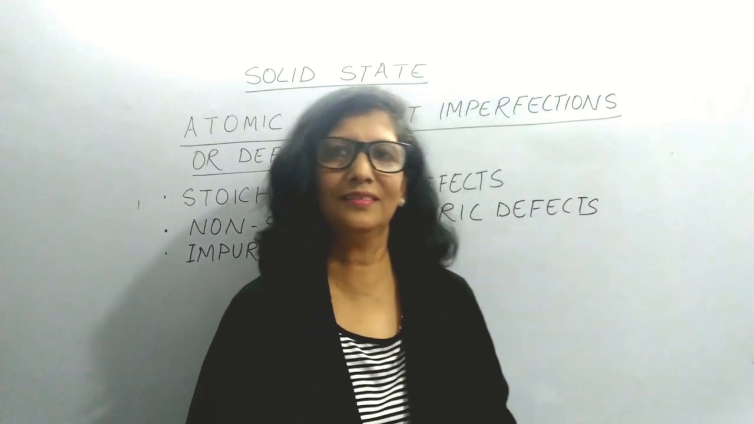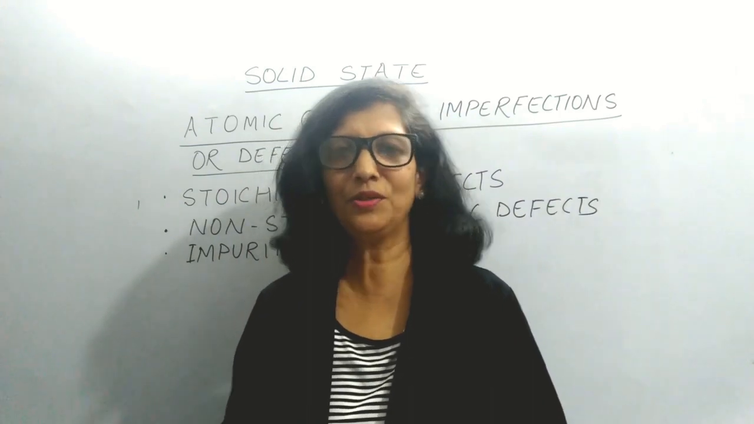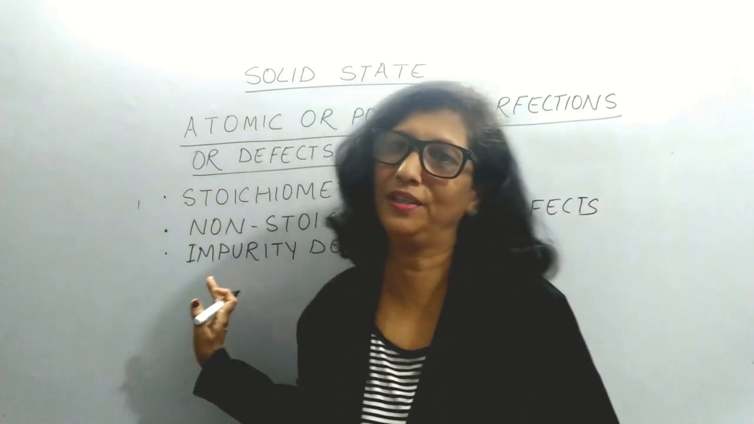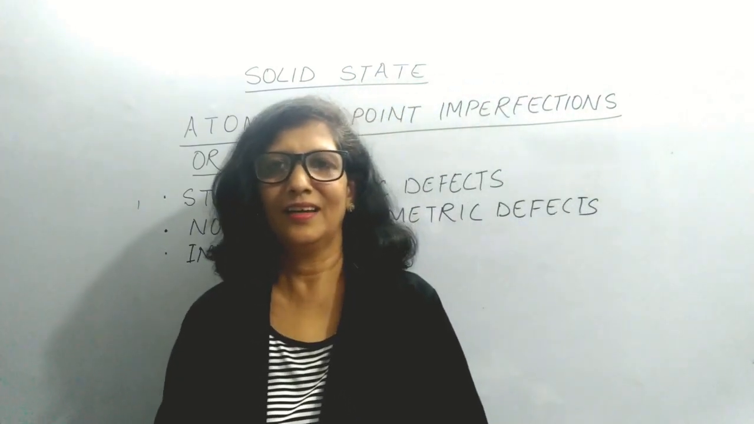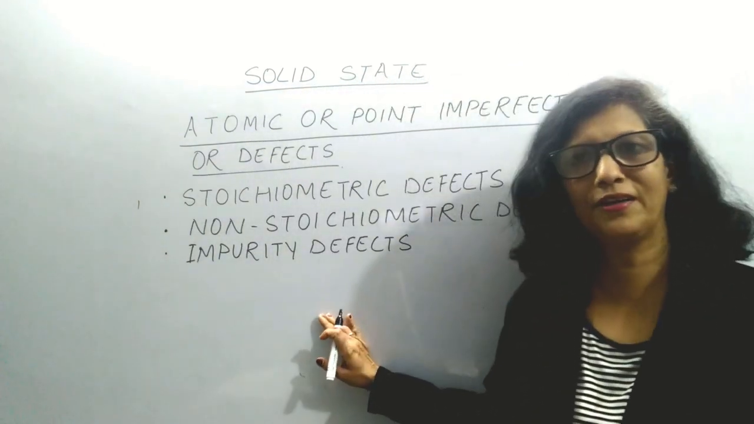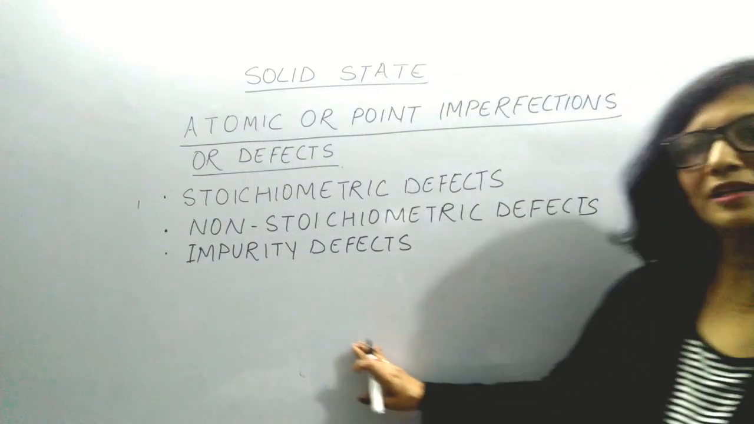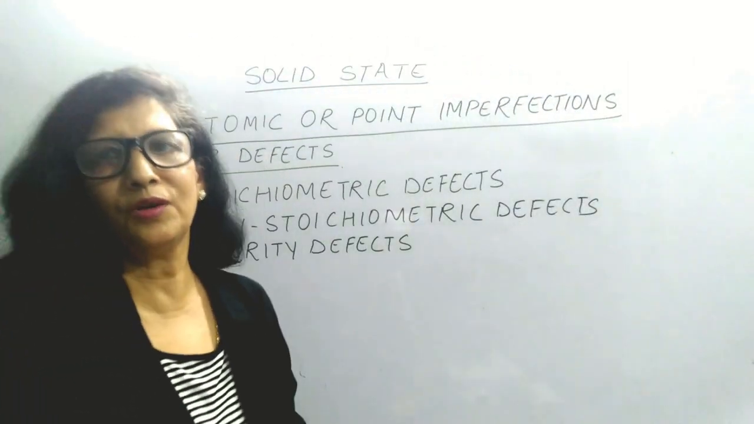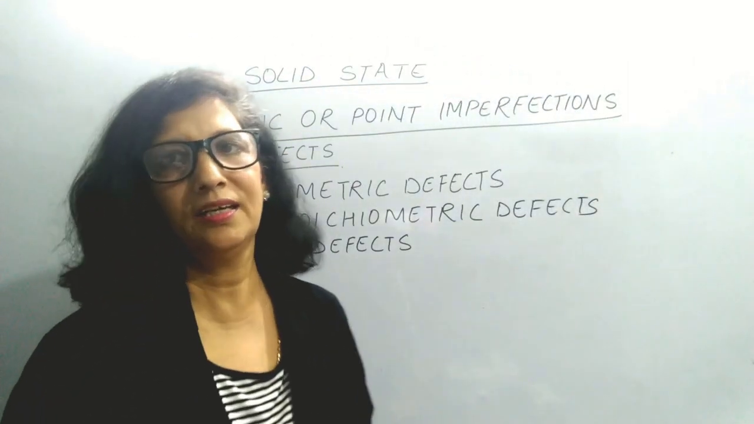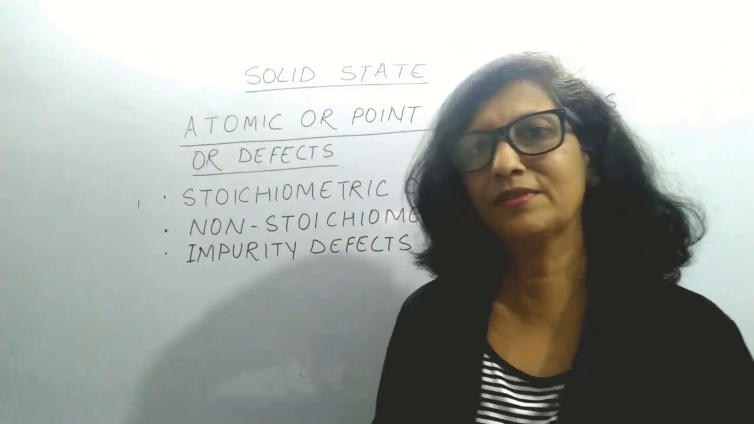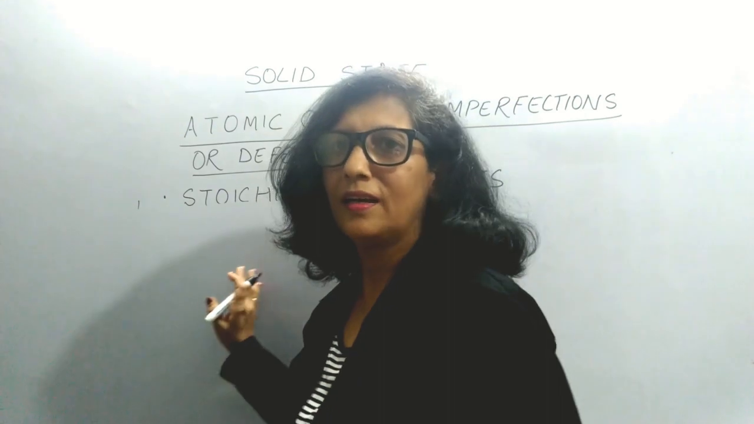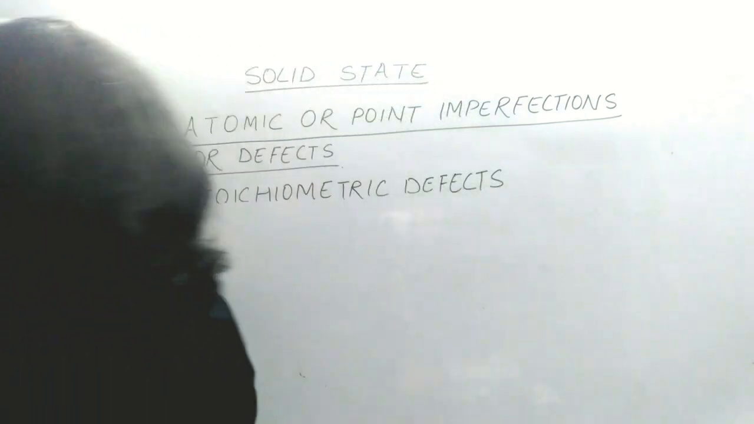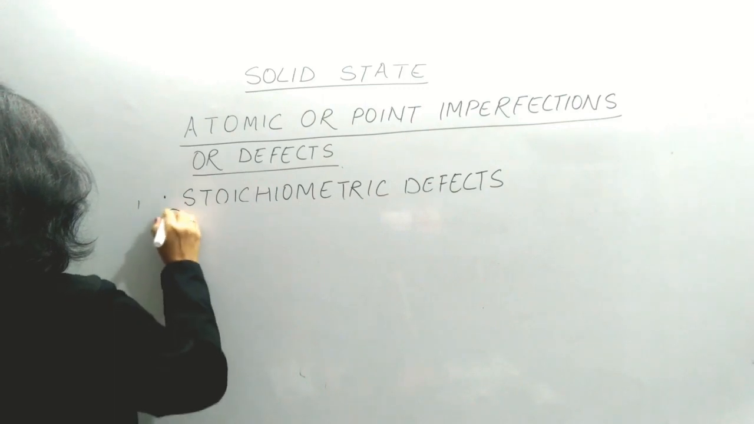I am Nutan Mishra, chemistry lecturer, going to simplify here atomic or point imperfections, that is the part of your solid state. Atomic or point imperfections are classified into three types: stoichiometric defects, non-stoichiometric defects, and impurity defects. Shall we see here stoichiometric defects? Stoichiometric defects, we can see, are four types. First of all, we can see here vacancy defects.